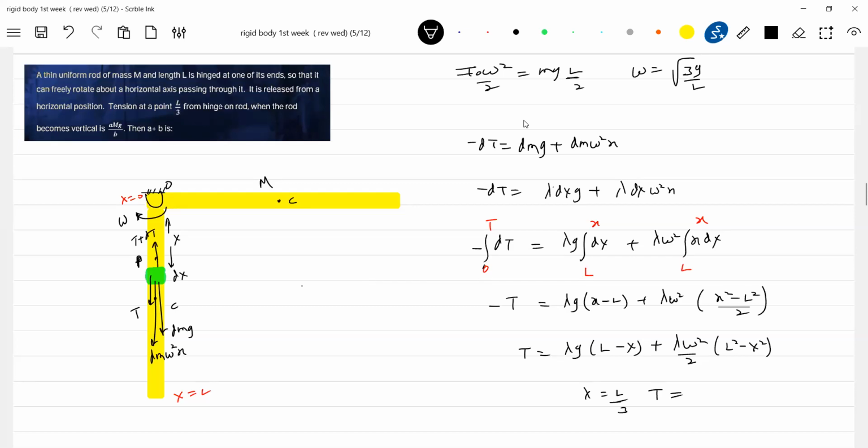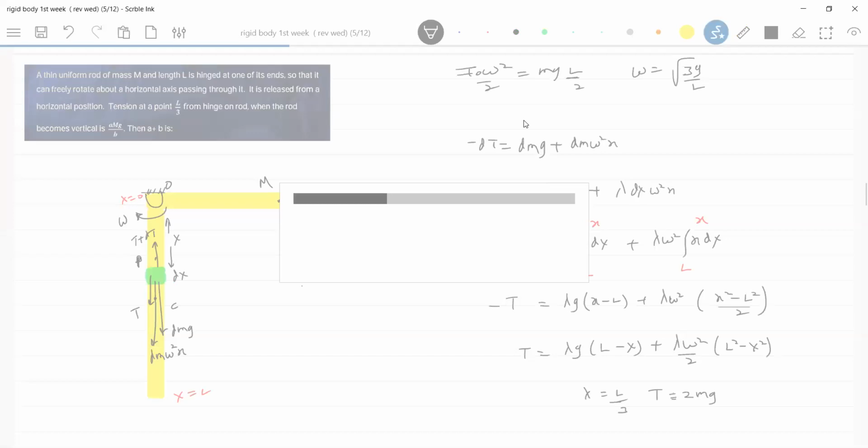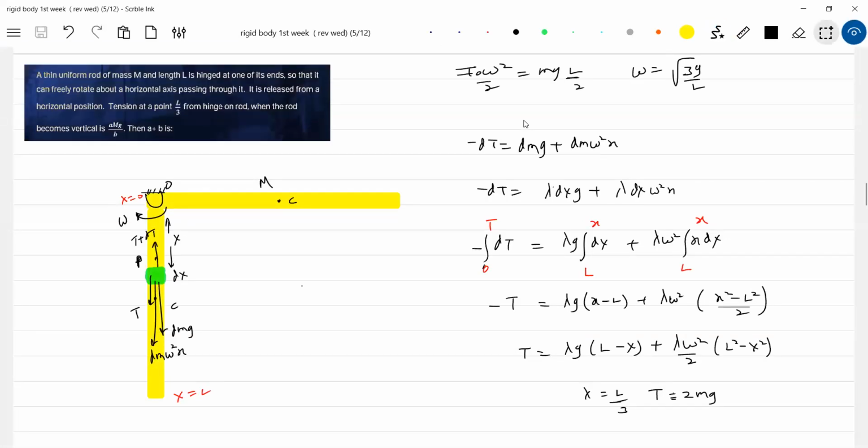2 mg. Okay, is this correct? I'm just asking straight away. If I give Young's modulus, is this correct? Anybody wants to interpret? Let Y be the Young's modulus. Then is this correct?